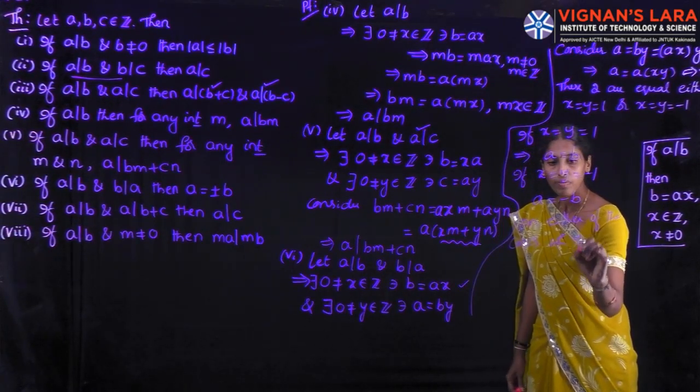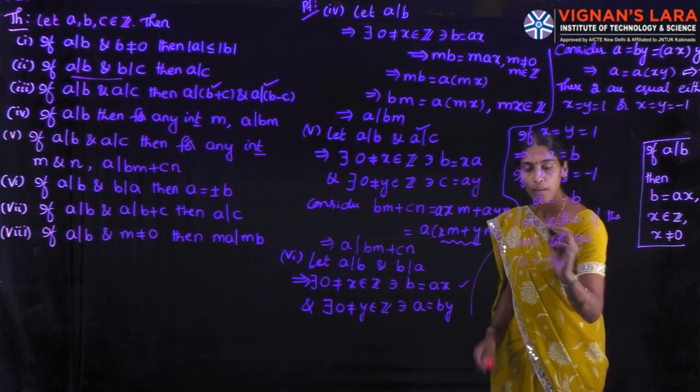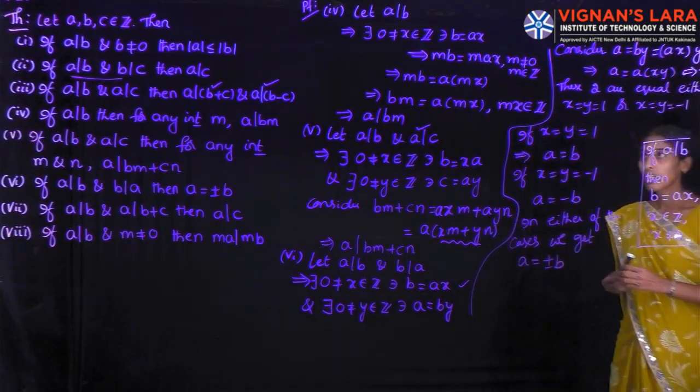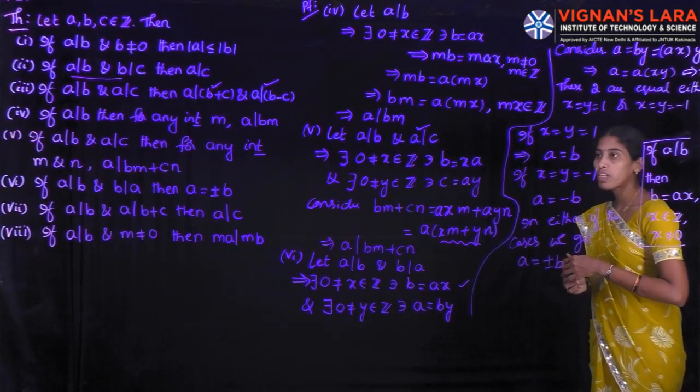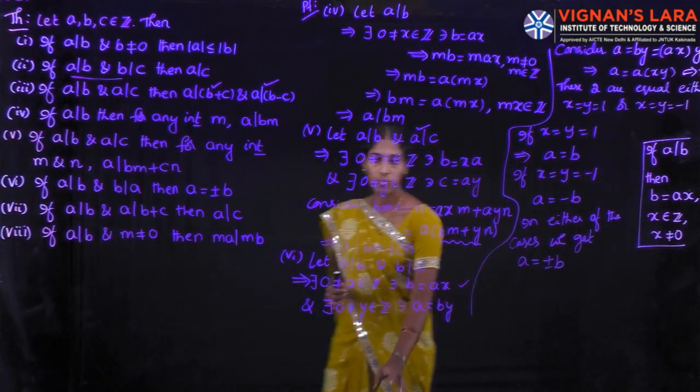we get A is equal to plus or minus B, right? So this is the proof of the fourth one, fifth one and sixth one. Two more are pending. We will see.